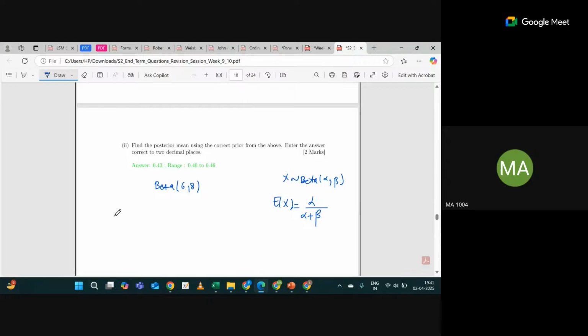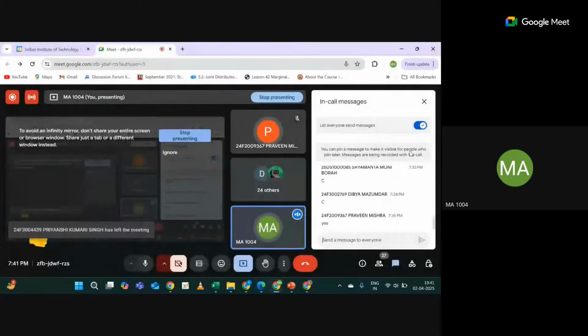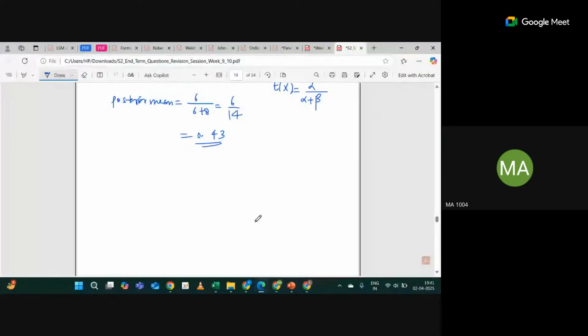So what will the posterior mean be by using this information? The posterior mean will be 6 divided by 6 plus 8, which is 6 by 14. What is the value of 6 by 14? 0.43, which is this option. Yes or no? Clear? Is the posterior distribution part clear? Yes, sir.